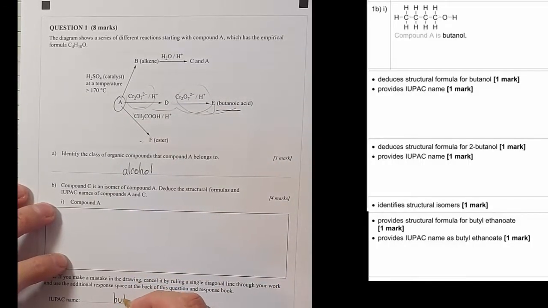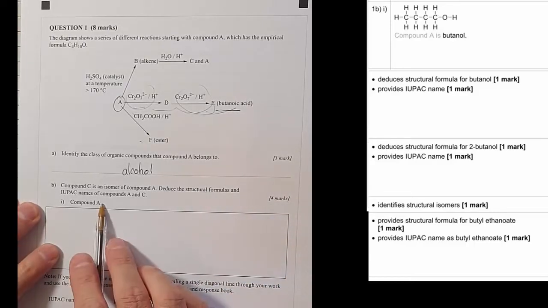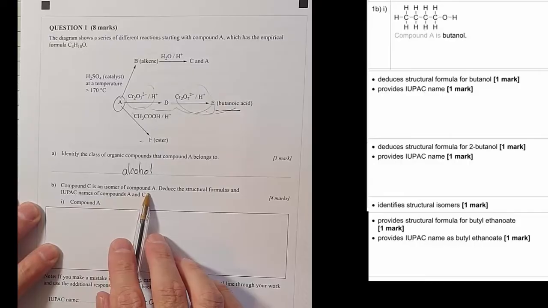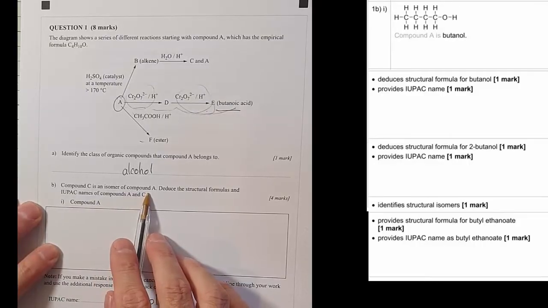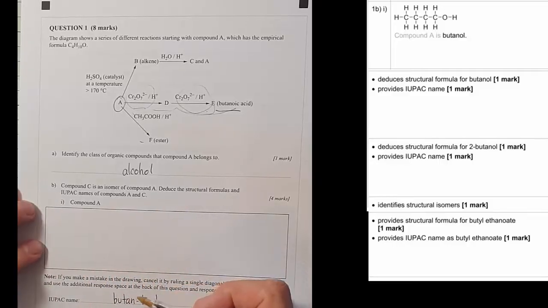So butan-1-ol is what I prefer. They're both IUPAC names. So if you look in the mark scheme, it'll have butanol or 1-butanol. Butan-1-ol is quite fine as an IUPAC name. There are alternate IUPAC names. So what we have here is the structural formula. C is an isomer of compound A. Deduce the names of compounds A and C.